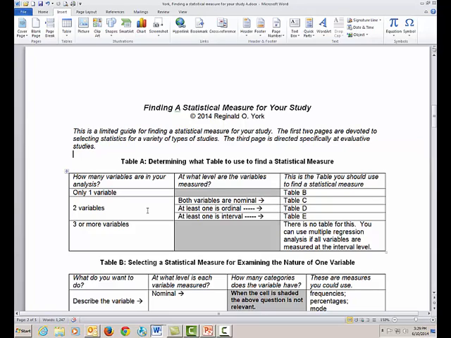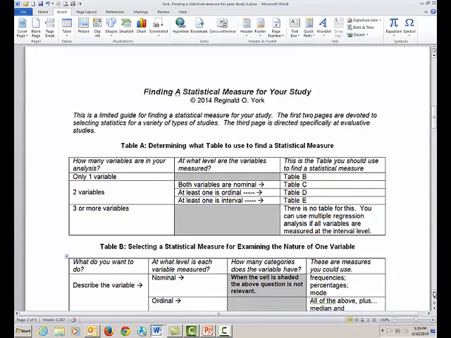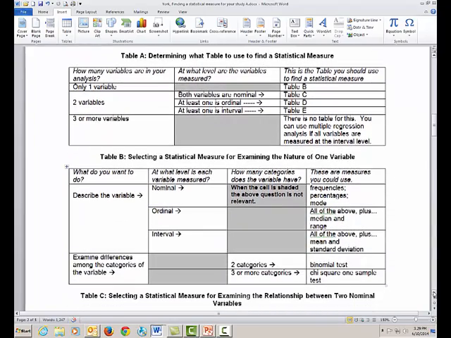If at least one is ordinal, table D. If at least one is interval, table E. So as you see, you're moving across the chart or the table from left to right. So now you should know which table to use. Let's move now to Table B, which is one of these various tables.